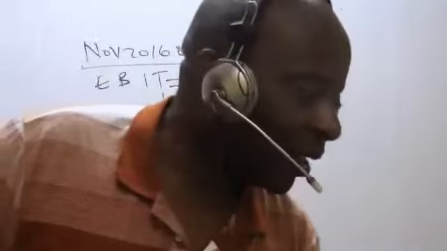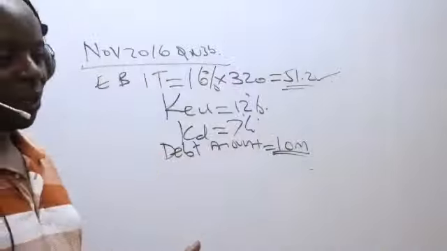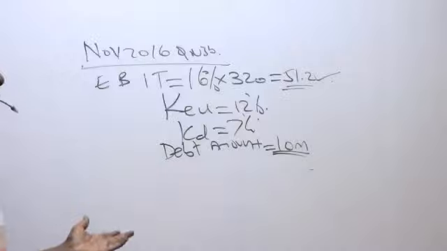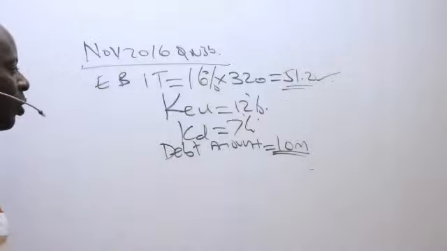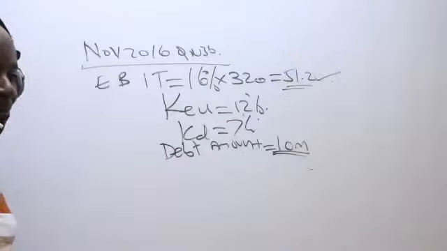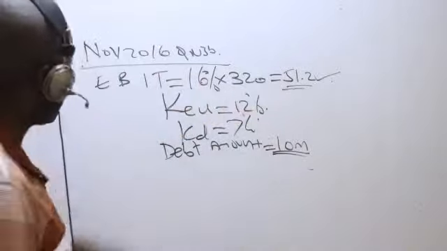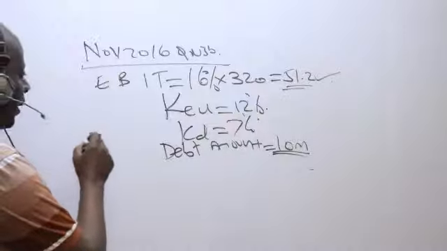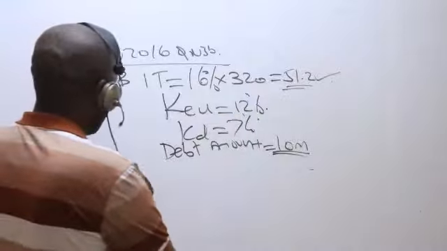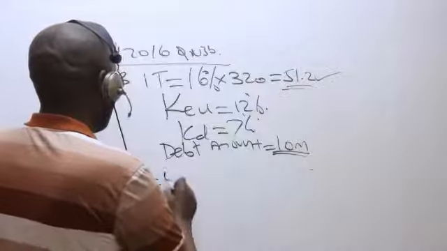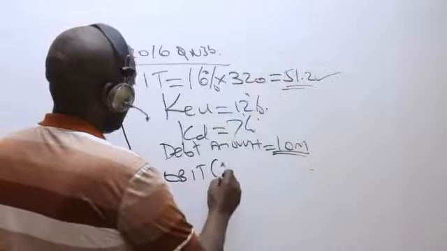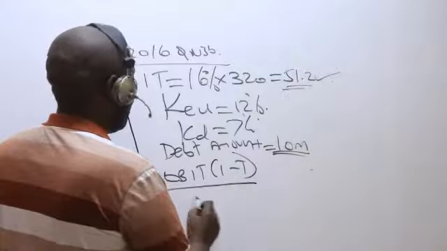This is very straightforward. So they want you to get the value of this unlevered firm. I know the formula is the same. EBIT will be constant like that. It's my cash flow, so I would want to discount it. So I'll say the value of the unlevered firm equals EBIT into 1 minus tax, all over KU.